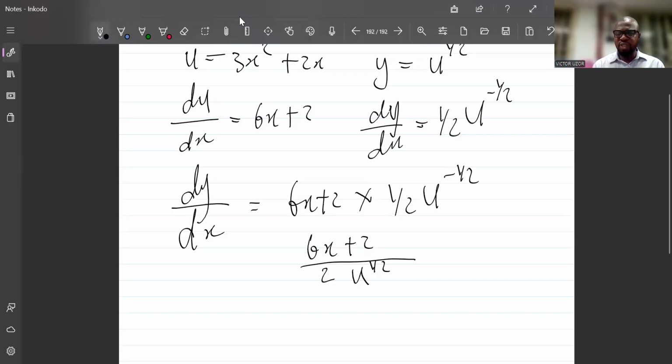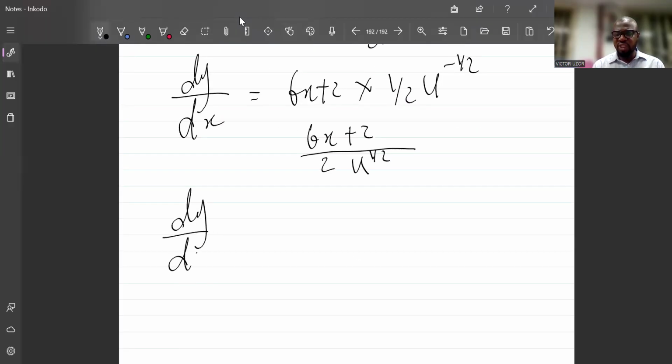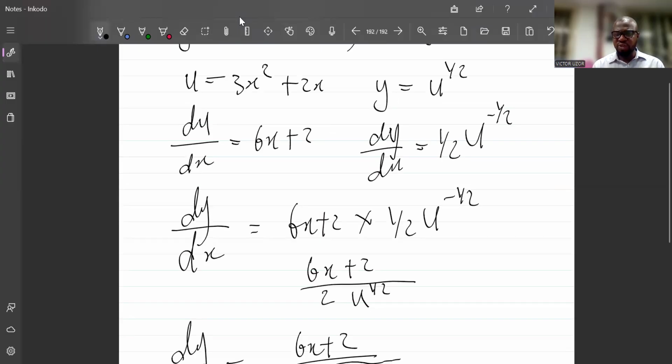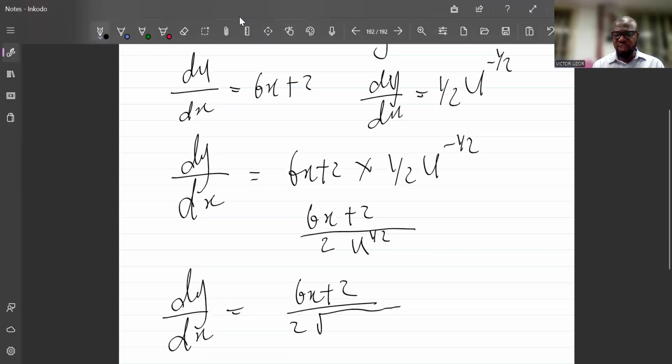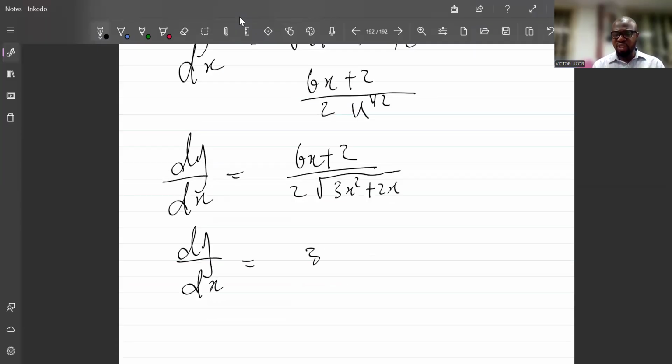If you simplify it more, our dy over dx will be 6x plus 2 all over 2 root of whatever u is. So what is our u again? 3x squared plus 2x. This can be simplified more. Your dy over dx will now be 3x plus 1 all over root of 3x squared plus 2x.